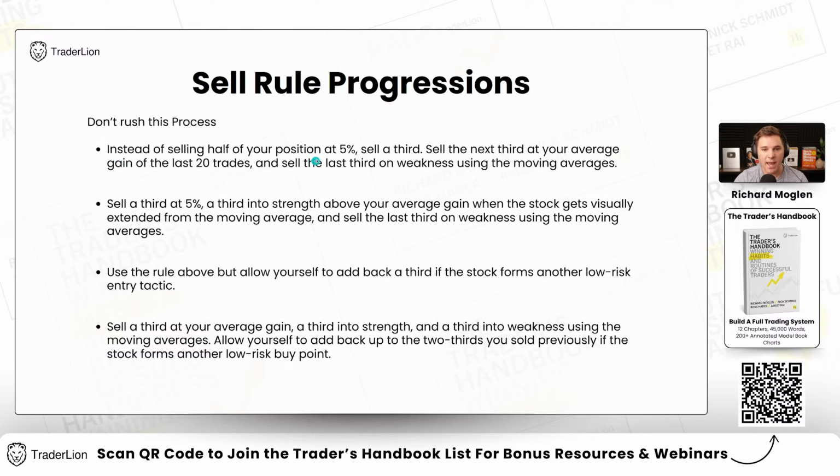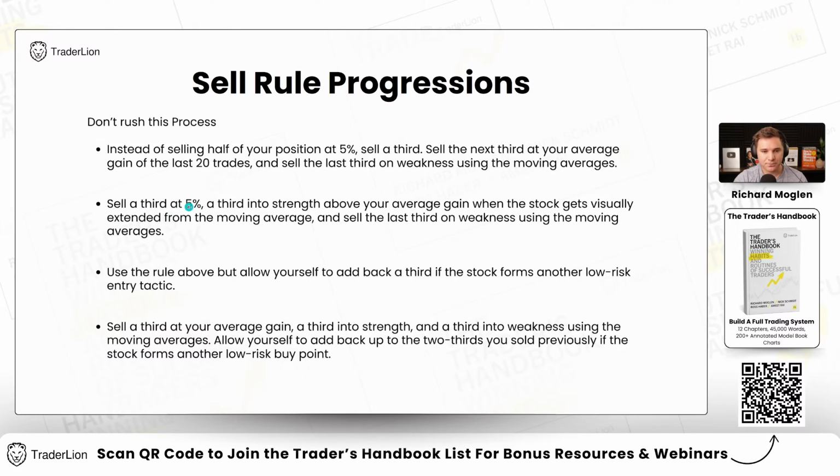So first, instead of selling half of your position at 5%, instead do a third and sell the next third at your average gain over the last 20 trades. And then sell the last third on the normal 2 closes below the moving averages. So instead of selling half at 5%, you sell a third, another third at your average gain, and then the last third in weakness using the moving averages.